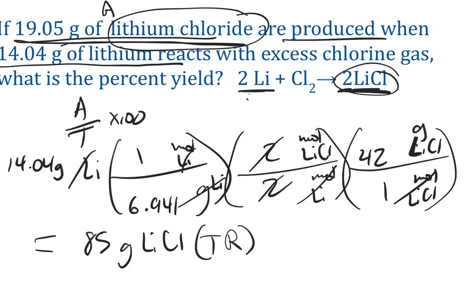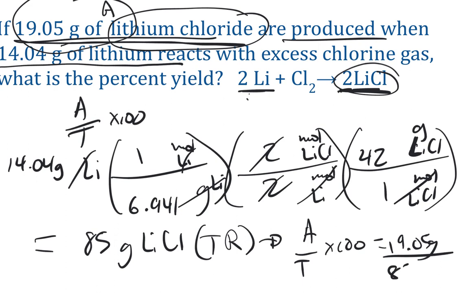So plug it back into the equation above. A over T times 100 equals, actual was A right here, 19.05 gram divided by 85 gram times 100. And in class, when we did this, we ended up with about 22%. That's an answer.